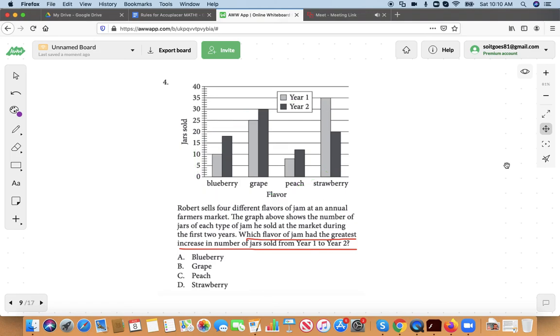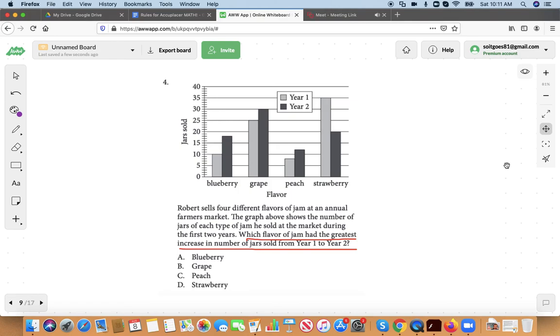There's no title here, so we don't have to worry about that. But let's start with the y-axis. What's the y-axis going up and down? The number of jars sold. And notice the units also. It ranges from 0 to 40.